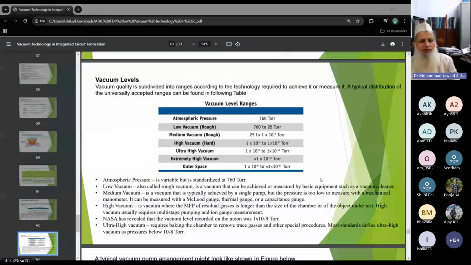So these are the different vacuum levels. Atmospheric pressure is 760 torr. Low vacuum, 760 torr to 25 torr. Medium vacuum, 25 torr to 10 to the power minus 3 torr. High vacuum, from 10 to the power minus 3 torr to 10 to the power minus 9 torr. Ultra high vacuum, 10 to the power minus 9 torr to 10 to the power minus 12 torr. And extremely high vacuum is more than that, which is generally not applicable in integrated circuit fabrication. So these are the various vacuum levels. Yes, please go to the next slide.